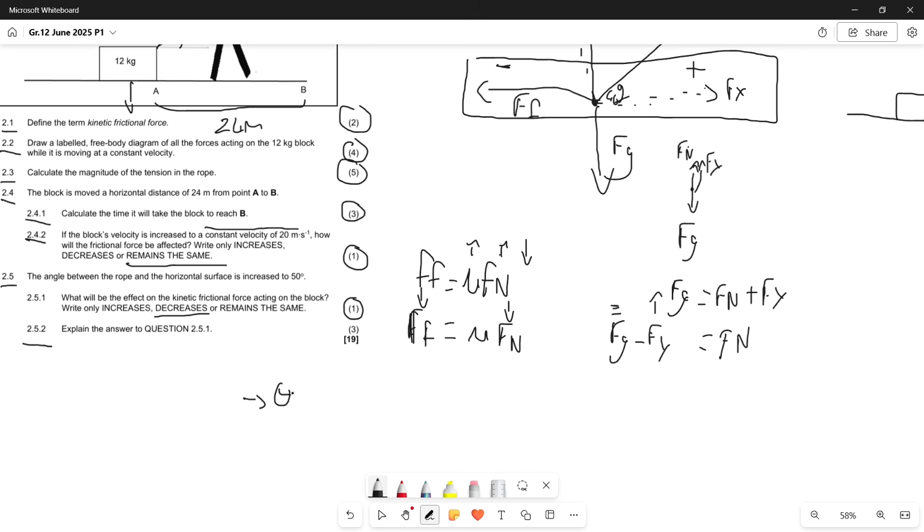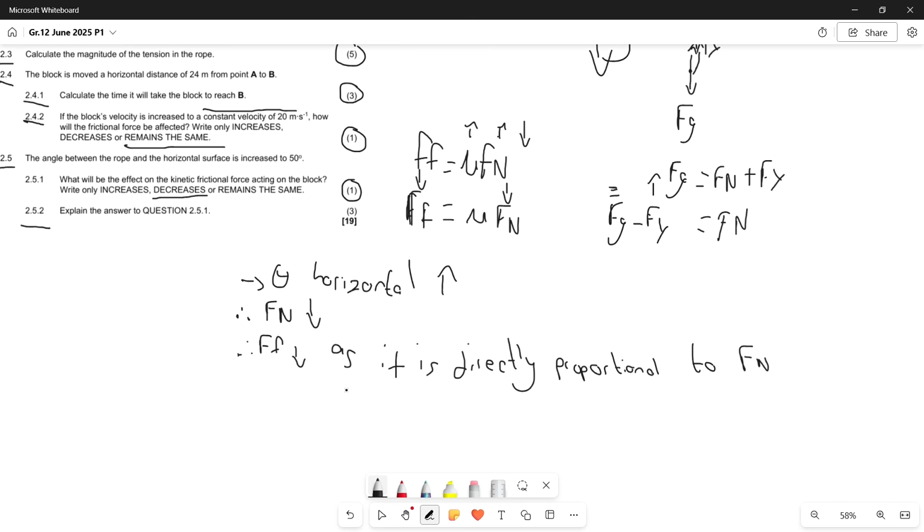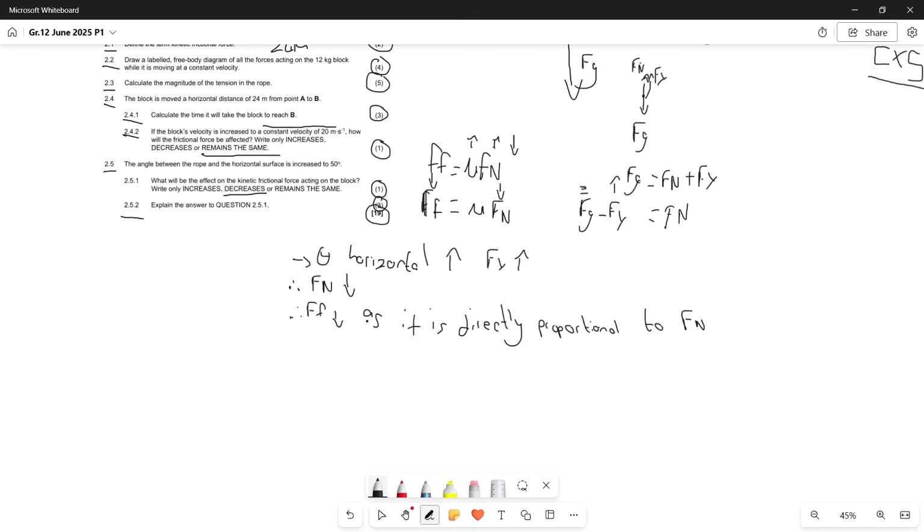So our angle to the horizontal has increased, therefore our Fn has decreased, and therefore our Ff has decreased, as it is directly proportional to Fn. And that explanation will earn us our 3 marks. Our angle has increased, therefore our Fg y has increased, our Fn then decreases, and therefore our Ff decreases as well, because our Fn is directly proportional to our frictional force. Cool. And that is 3 marks for that last question of this section, earning us 19 marks for this whole section.